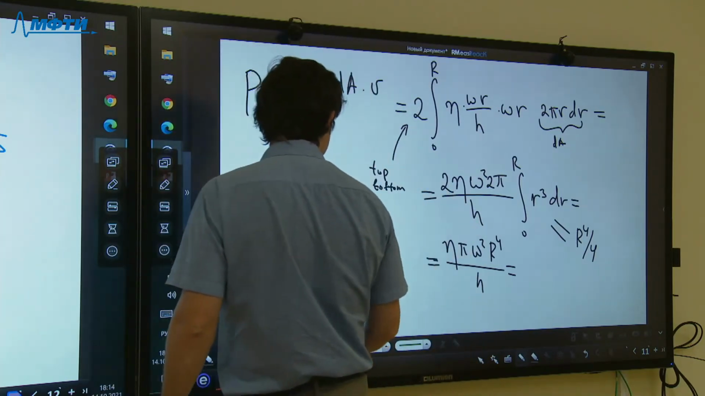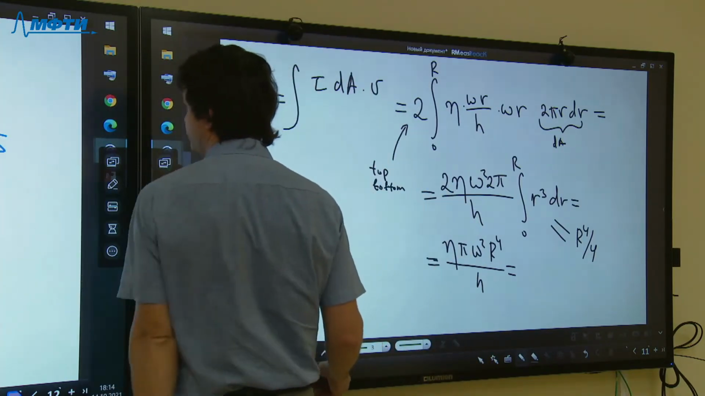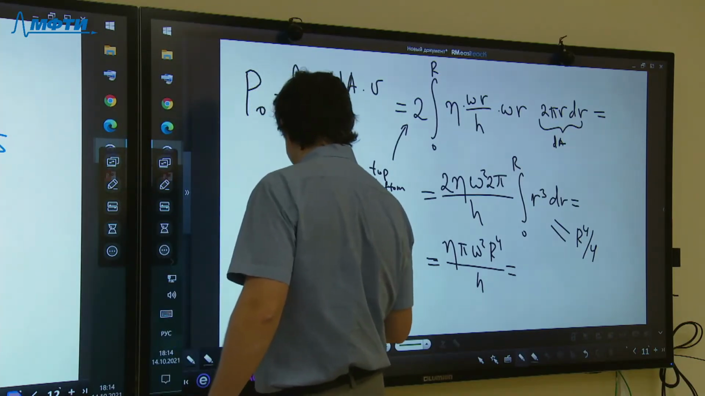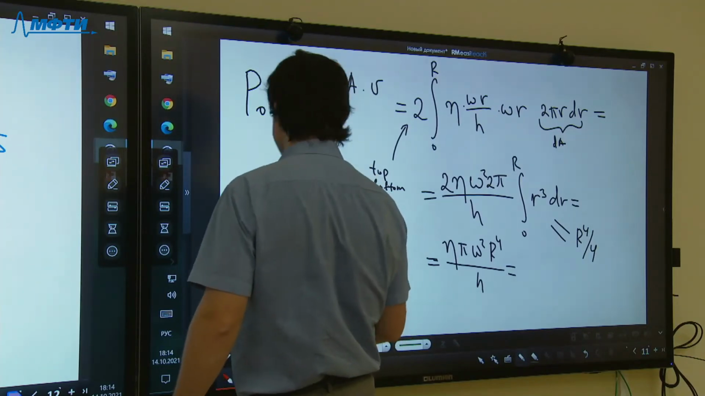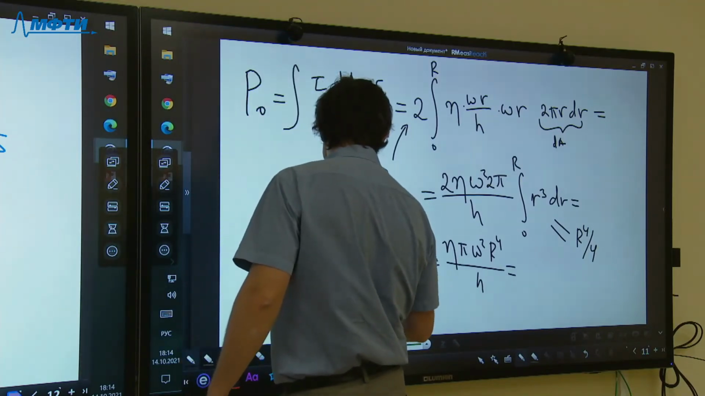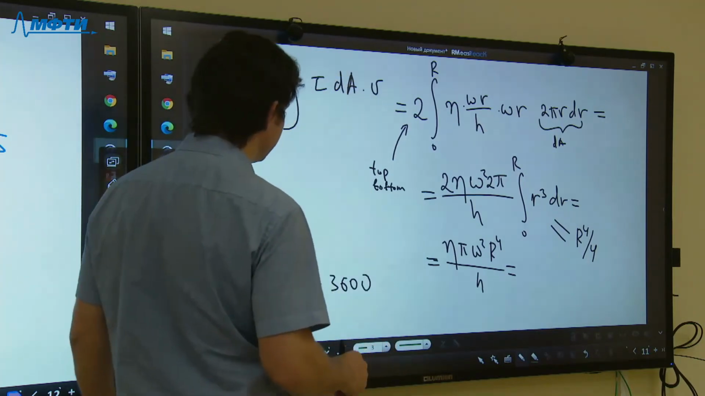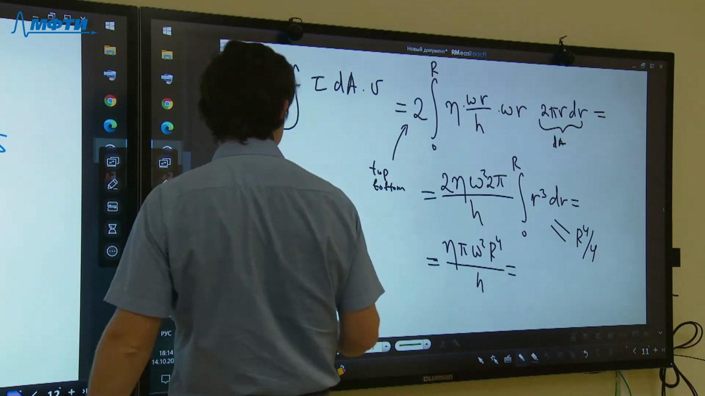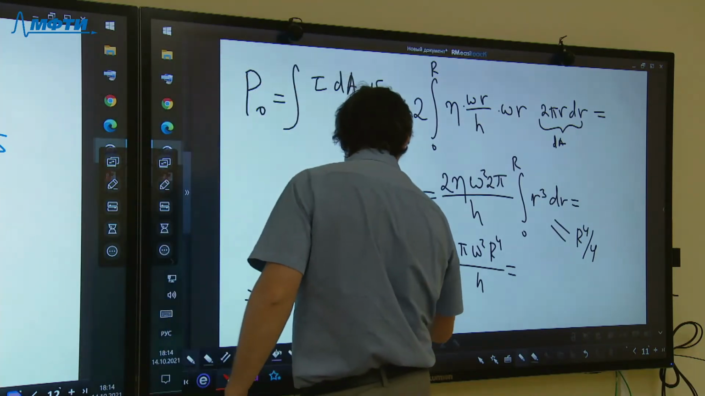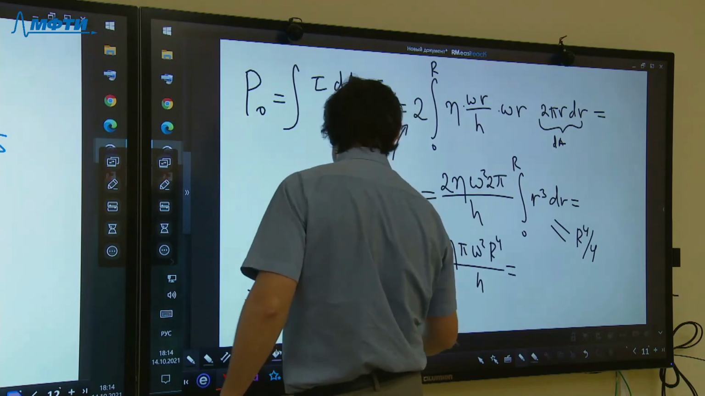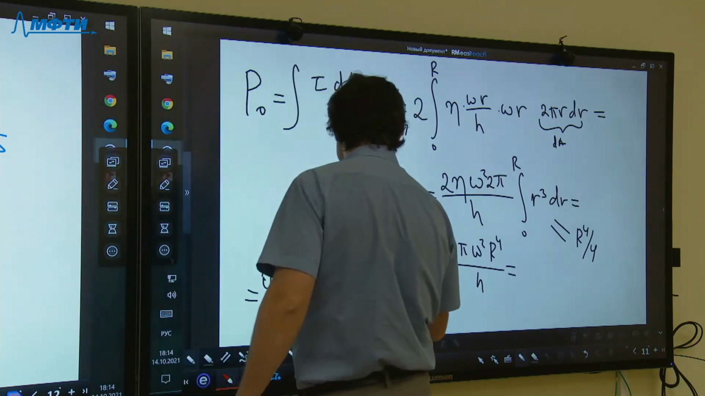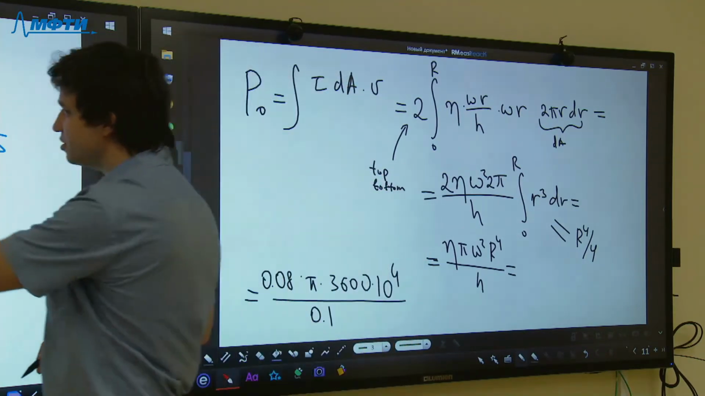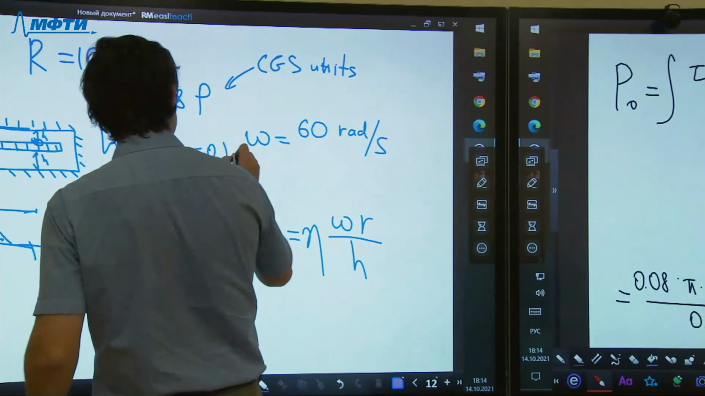Okay, let's do this in CGS units, since I already have the viscosity in CGS units. So, 0.08 times pi times omega squared, which is 3,600, times radius to the 4, which is 10 to the 4, over h, where h is 0.1 centimeter. This is 1 millimeter, so that means that this is 0.1 centimeter.